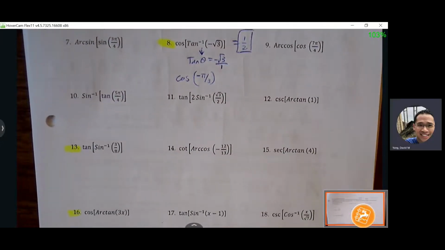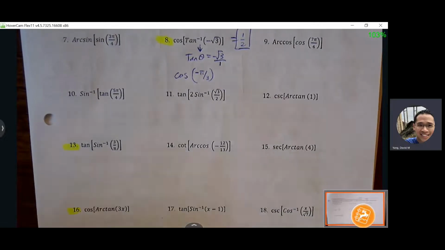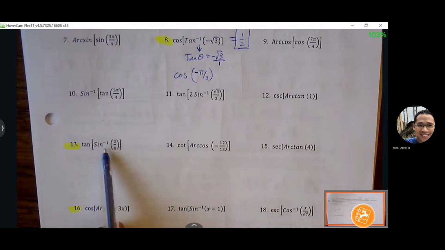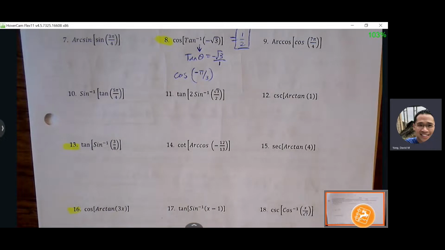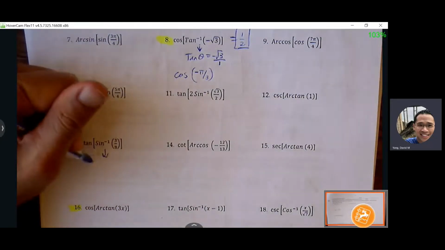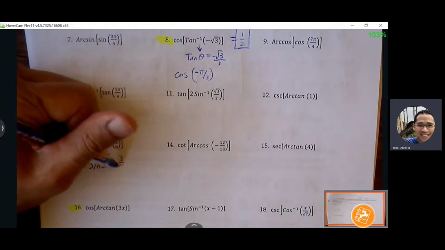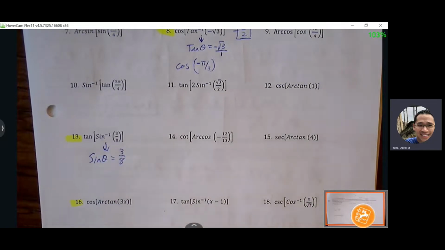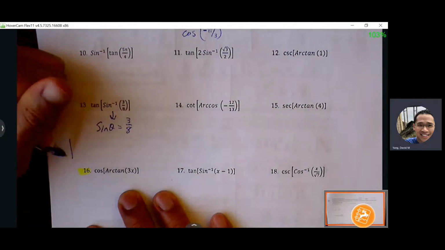Okay, number 13. Tangent of inverse sine of 3/8. This is not going to be a special unit circle angle, but we can create a triangle and use the Pythagorean theorem to find the ratio that we need. In other words, it's saying create a triangle where sine of theta is equal to 3/8. Which quadrant is this going to be in? First, right? If it's positive, it's always going to be first, doesn't matter which trig function. Let's create our triangle.